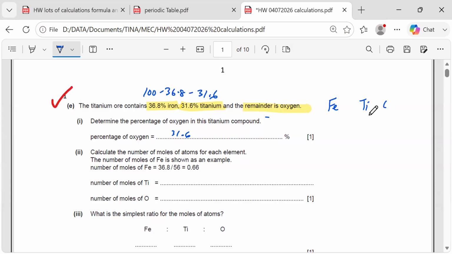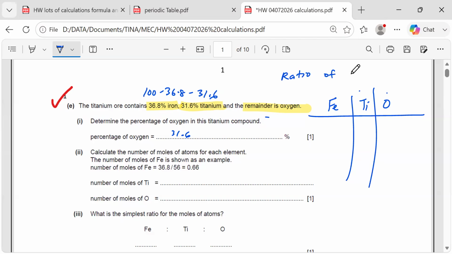Okay, so empirical formula is like this. There are three elements in this compound: iron, titanium, oxygen. We need to know the ratio of moles. That's all. Now, how many formulas are there for the amount of moles? Three: mass over molar mass, MV over 1000, and volume over molar volume.